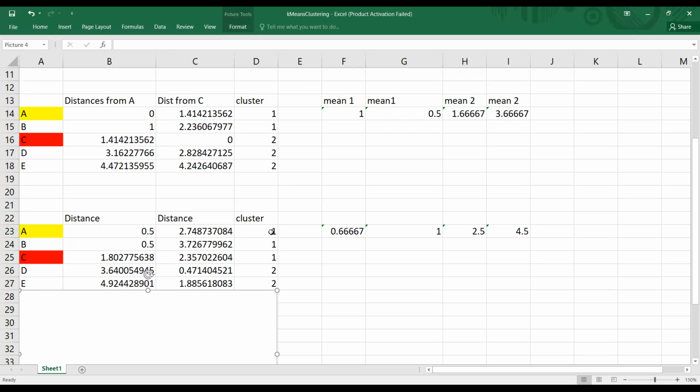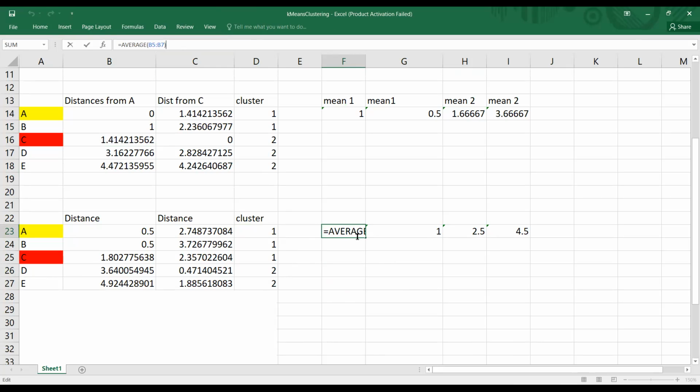Again, in the allocation, point C, which was in cluster 2 earlier, now becomes part of cluster number 1. Points 1 and 2 are again in cluster number 1. Now in cluster number 1 we have 3 points, and in cluster number 2 we have 2 points. Then again the cluster 1 mean has to be computed, the mean of these 3 numbers.